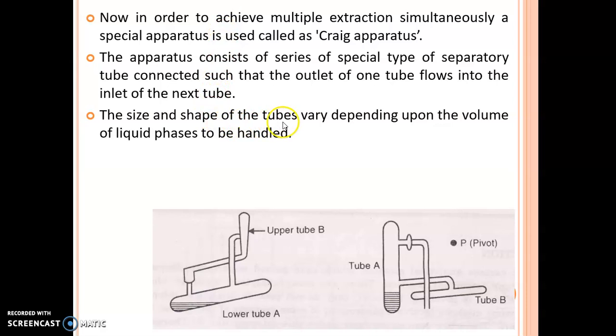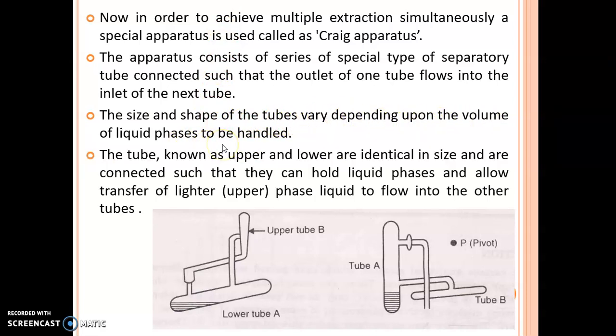The size and shape of the tubes vary depending upon the volume of liquid phases to be handled. The upper and lower tubes are identical in size and are connected such that they can hold liquid phases and allow transfer of the lighter, or upper phase, liquid to flow into the other tube. So this is the working principle of the countercurrent distribution method. This Craig apparatus is used for this method.